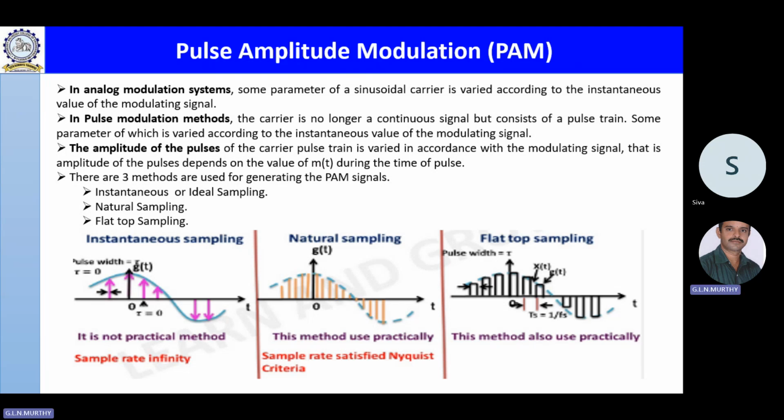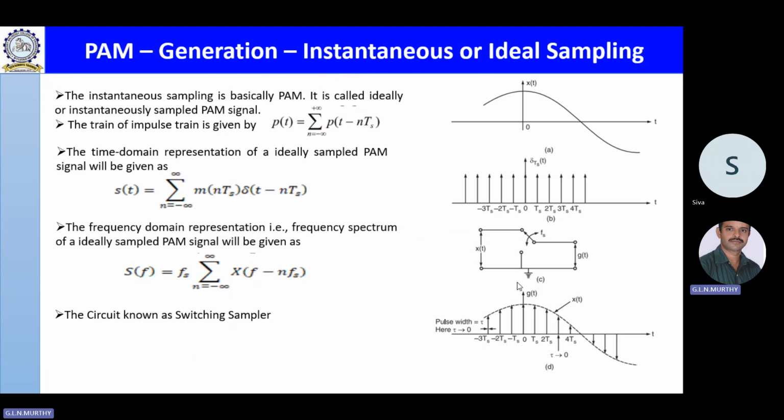As we have three types of sampling called as instantaneous sampling, natural sampling, and flat top sampling, we can generate PAM signal, pulse amplitude modulated signal using any one. Okay, so the first one is instantaneous sampling, also called as ideal sampling. In ideal sampling or instantaneous sampling, a switch is closed for zero time and opened for a time of Ts. Name itself indicates ideal or instantaneous.